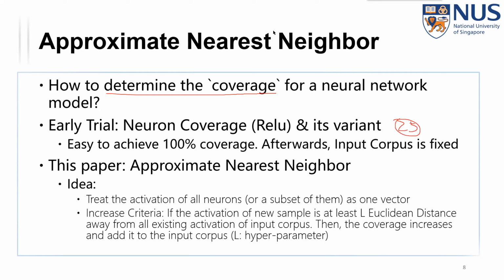For example, say 1, 0 and 0, 1. If we have only 2 neurons, these 2 samples will achieve 100% coverage. But we still look into 0, 0 and 1, 1, right? So it will use the L Euclidean distance for that. Yeah, so that's the way forward, and that's a different thought.